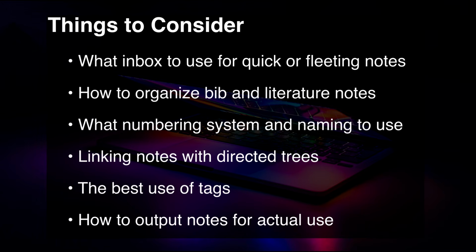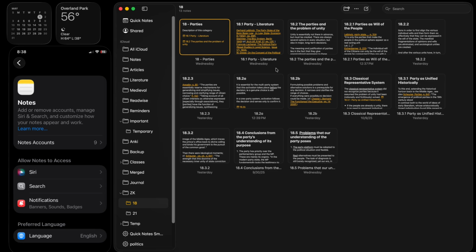First is the inbox that you're going to use in Apple Notes. Obviously, Quick Notes is a very good example of that. How you're going to organize bibliography, bib notes they call them, or literature notes. What numbering system and naming system you're going to use so it makes logical sense as you're looking at it in Apple Notes. And linking between notes, that's a little more difficult with Apple Notes, and we're going to have to talk about that and how we use that with directed trees. The best usage of tags with these Zettelkasten notes, and then finally how to output these for actual use. Meaning, what am I going to do with these? Create an article, create a research report, actually create a video, something like that. All right, let's get started.